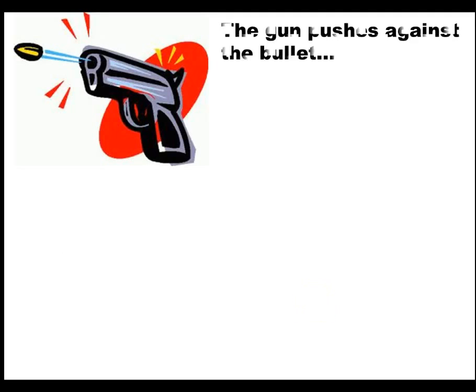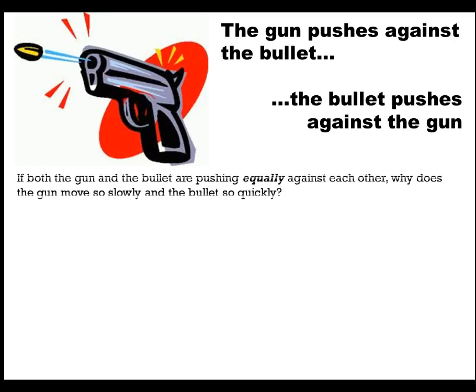Let's take another example, a gun here. The gun, of course, is going to push against the bullet, and the bullet is going to push against the gun, but this raises the question. Both the gun and the bullet are pushing equally. Why does the gun accelerate slowly and the bullet accelerates very quickly? Well, the answer is actually Newton's second law. We've got to tie that in.